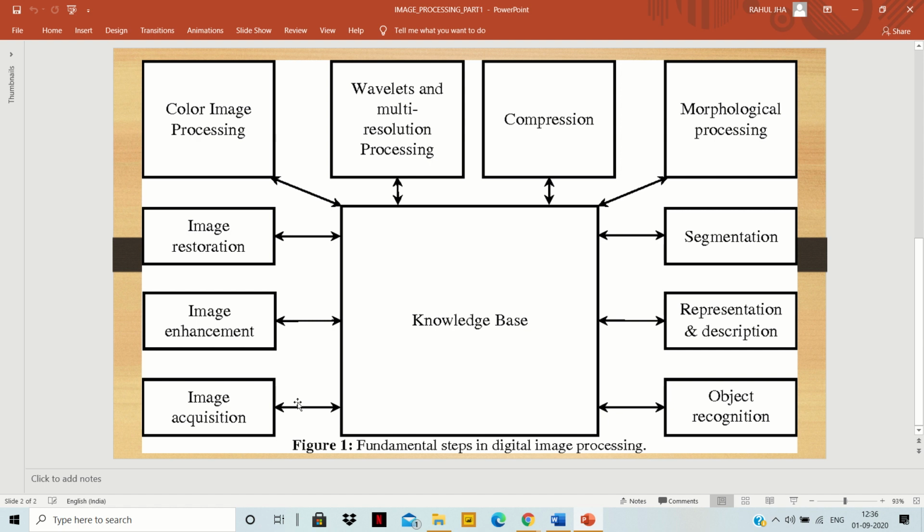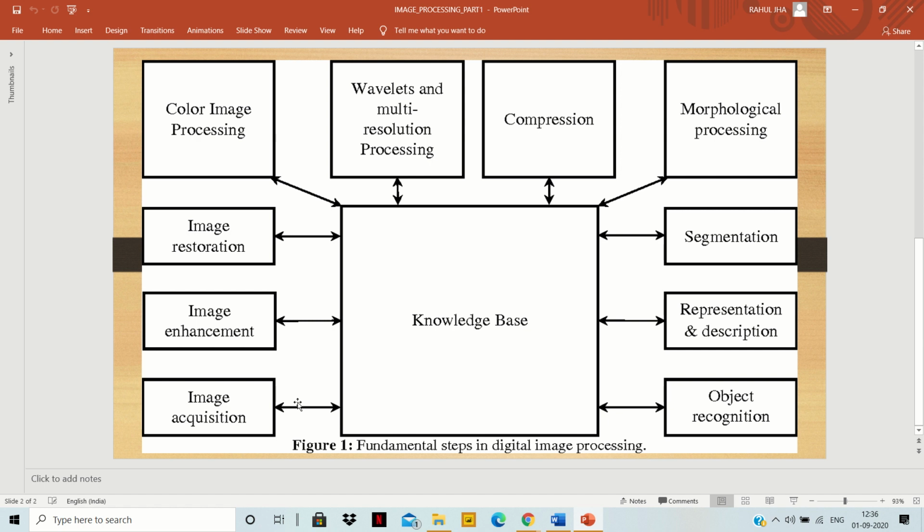The seventh process is morphological processing, which deals with tools. What is meant by morphological? Morphological means external characteristics. It deals with tools for extracting image components that are useful in representation, and it describes the shape and representation. So this is all about external structure. The step after this is segmentation. Morphological processing is the one which tells us about the external characteristics.